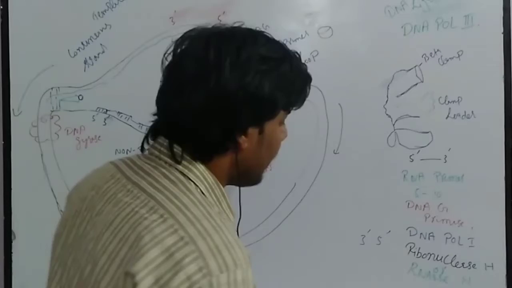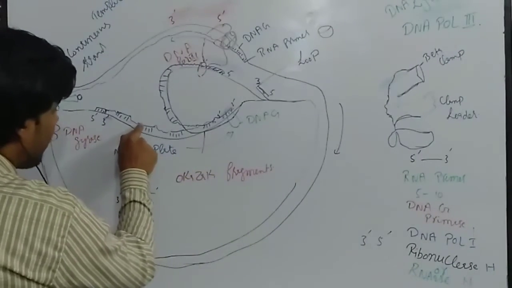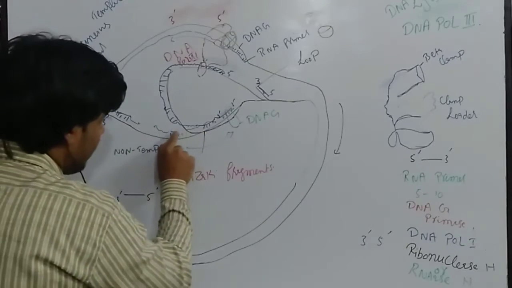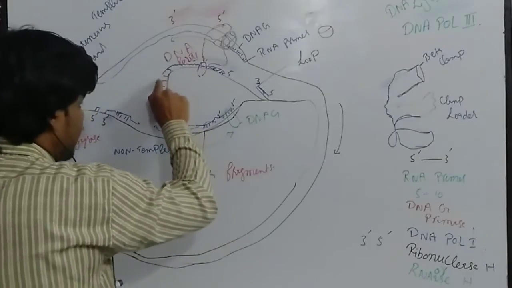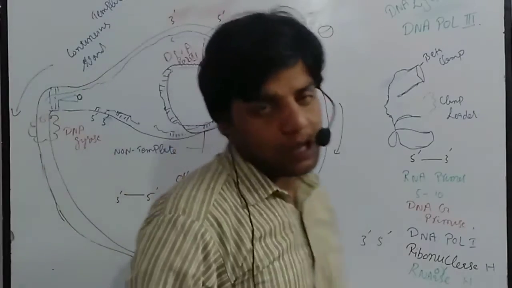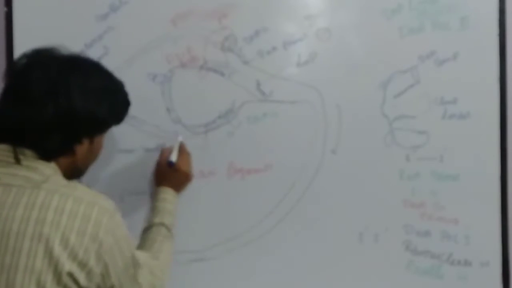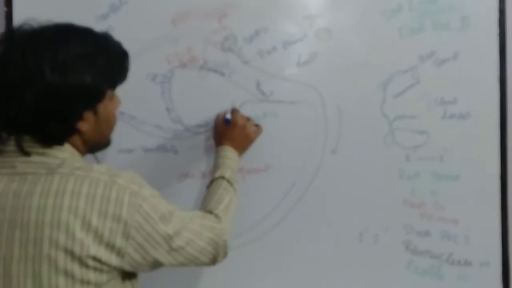These gaps are filled by another enzyme, which we call DNA polymerase 1. Let's suppose the primers are removed at that specific area, at that area, at that area, as well as at that area. DNA polymerase 1 can bind here and add the nucleotide. They can add the correct nucleotide. So the correct nucleotides will be added.